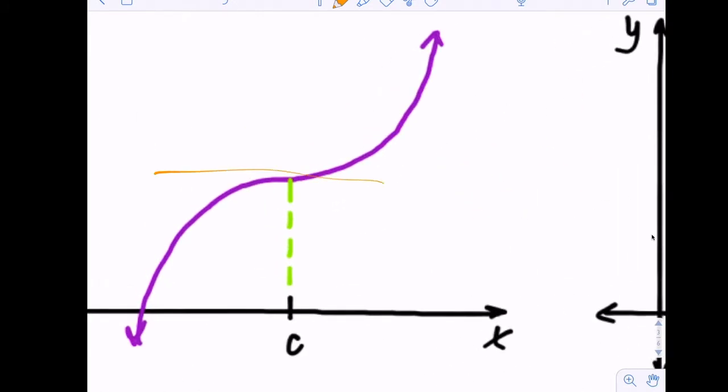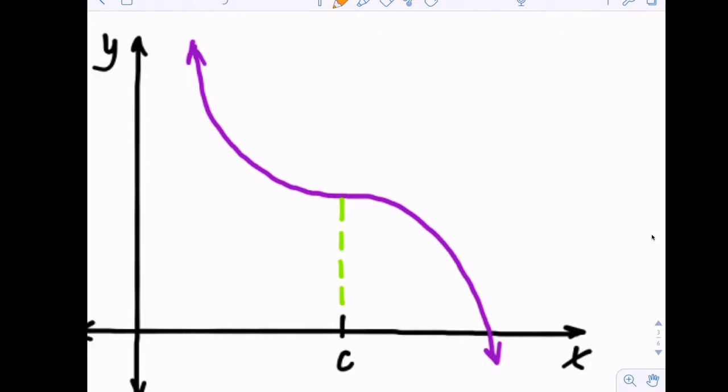Here's a critical value at c, but notice f prime is positive on both sides. There's no local max nor local min. It's just a stationary point, we call it. Same thing here. Horizontal tangent line, but f prime is now negative on both sides. No local max, no local min.